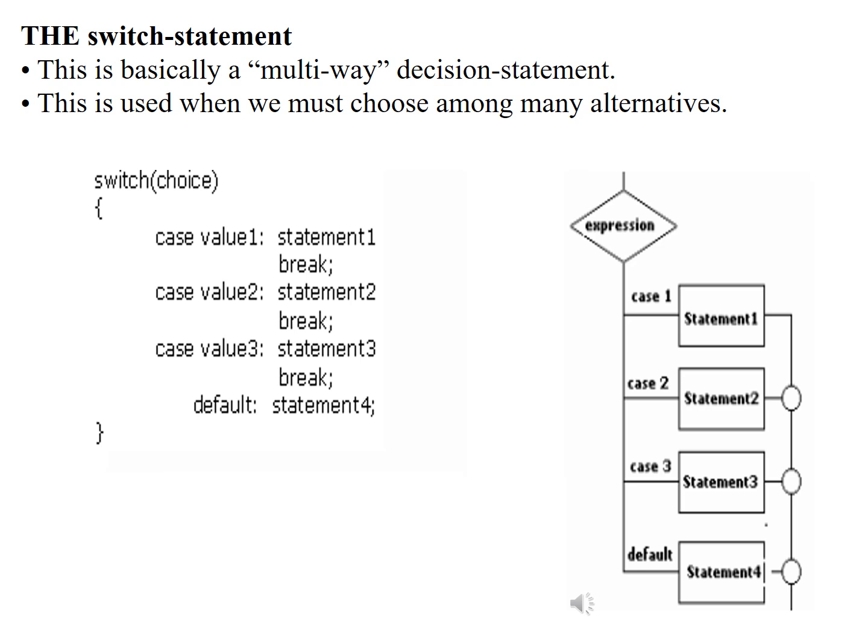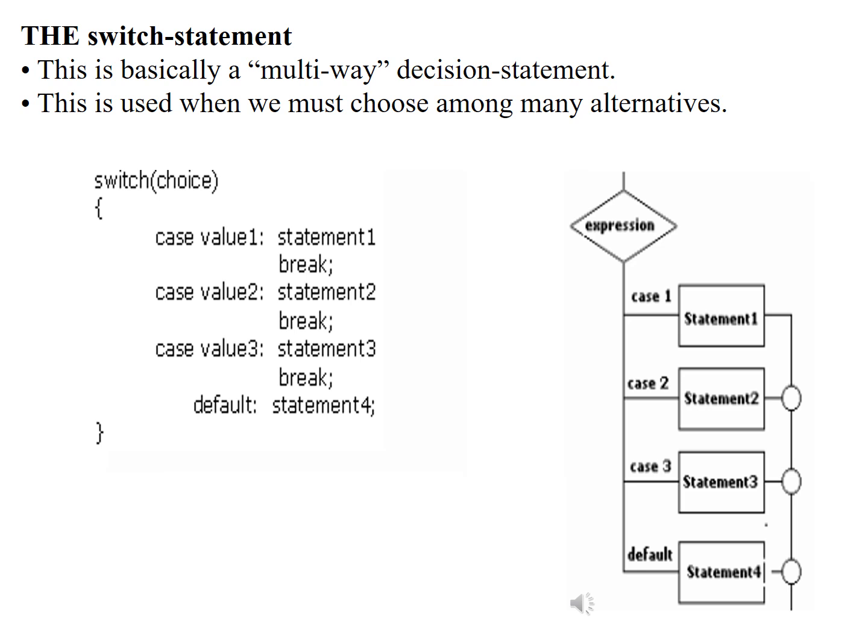So we write like this: switch, open bracket, choice, close bracket, open flower bracket, case value 1. If it is true, then execute statement 1 and break. Otherwise it will go to case value 2, statement 2 will be executed, and it will break. Like that, it evaluates for n number of cases and checks. If any one case is true, that case will be executed and it will come out of the statement.